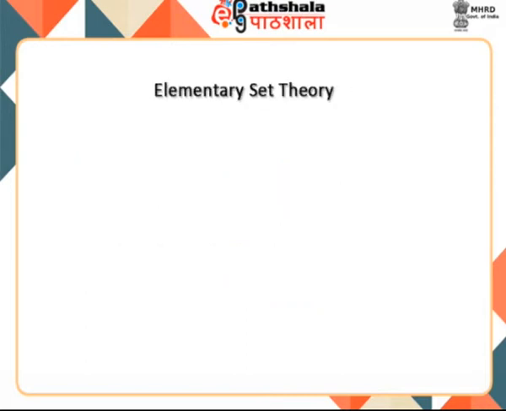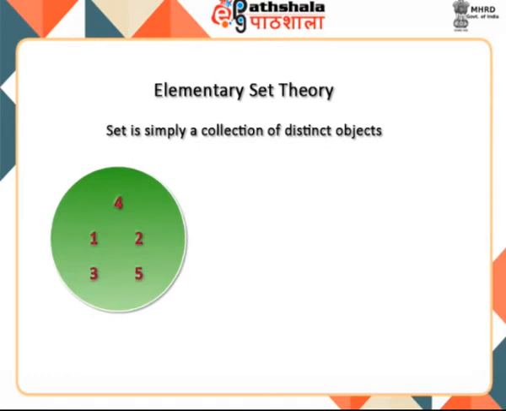Now we will move to the concept of set. A set can be simply understood as a collection of distinct objects. If set A is defined so as to contain the first 5 natural numbers, then it is sufficiently well described to make clear that the numbers 13 and 14 are not in the set. If an object belongs to a set, then it is said to be an element of the set. Here, 2 is referred to as an element of the set.